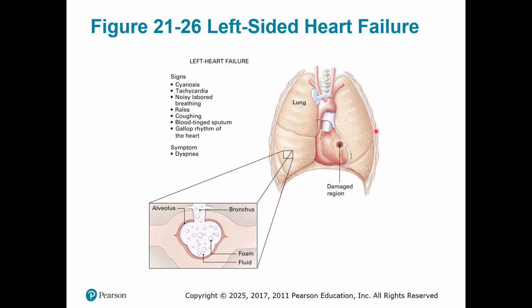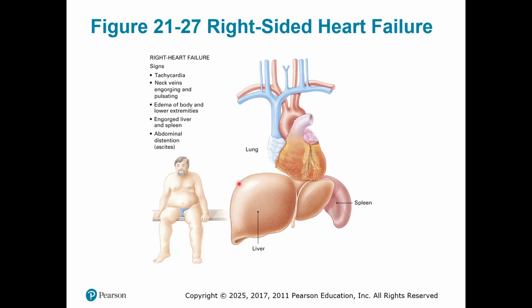Let's look at left-sided heart failure. Signs: cyanosis, tachycardia, noisy labored breathing, rales, coughing, blood-tinged sputum. It's that pink sputum too. And a tachycardic rhythm, and just marked shortness of breath. Damage here to the left ventricle is backing up into the lungs, causing the problems.